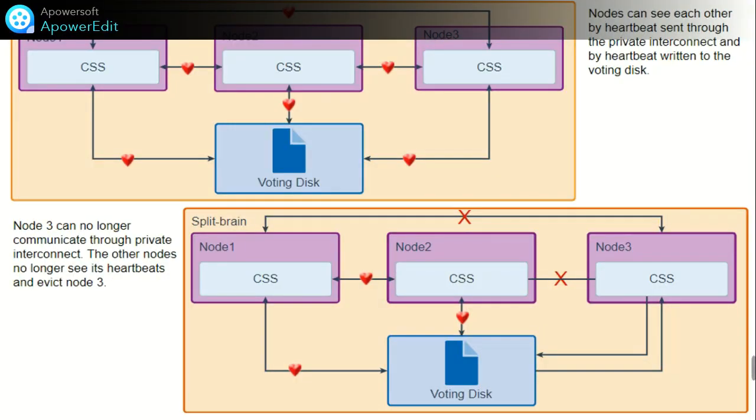So the diagram describes the node split-brain syndrome. Nodes can see the other nodes' heartbeat sent through the private interconnect and the heartbeat written to the voting disk. Node 3 can no longer communicate through the private interconnect. The other nodes can no longer see its heartbeats and evict node 3. That is how it should happen.